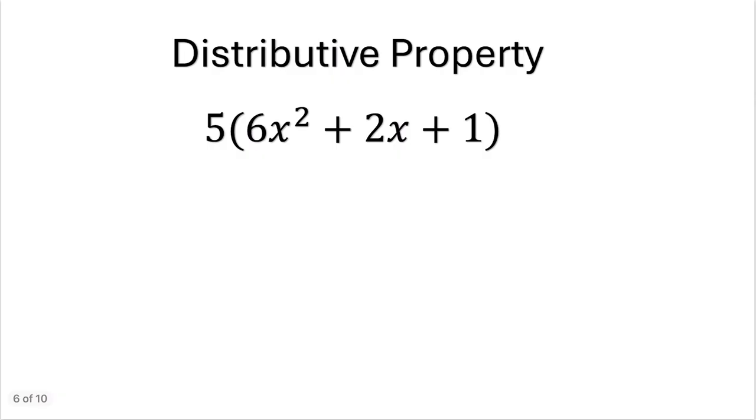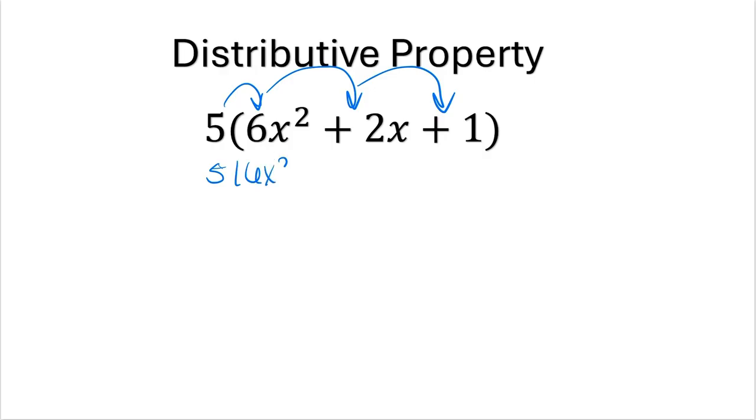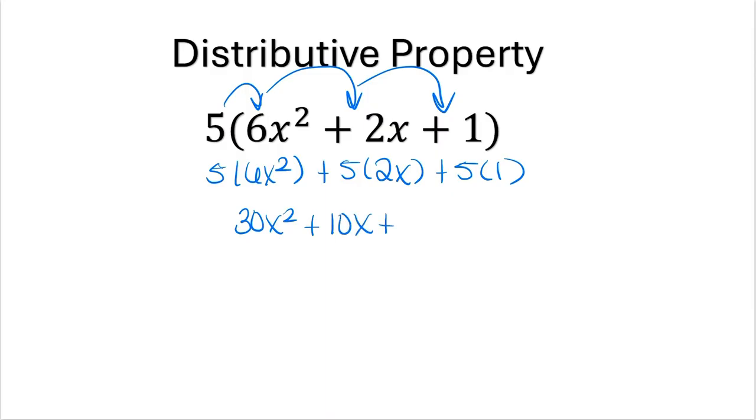We can also use something called the distributive property. That tells us if we have a number in front and then we have an addition or subtraction, we can distribute that number in front to every term on the inside. For example, here we have a 5 in front that's going to distribute over this addition. So we have 5 times 6x squared plus 5 times 2x plus 5 times 1. So we just go ahead and multiply now. I have 30x squared plus 10x plus 5 times 1, which is 5. So this is now my fully simplified answer.